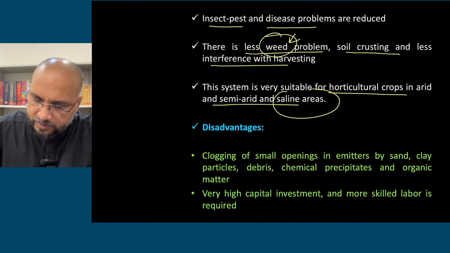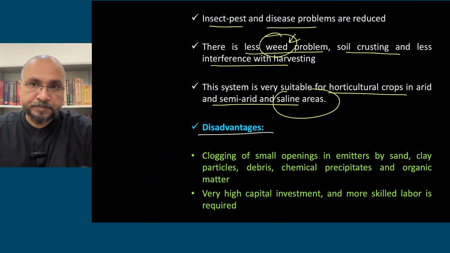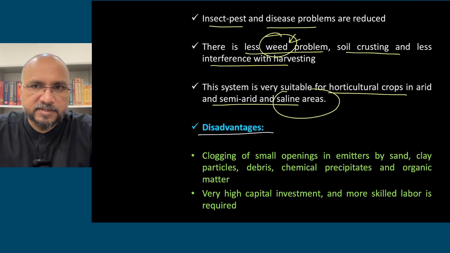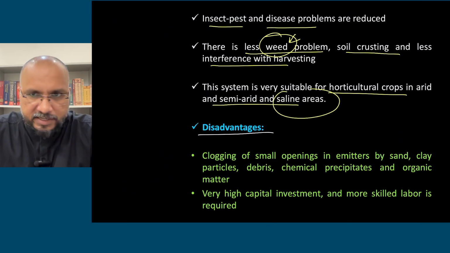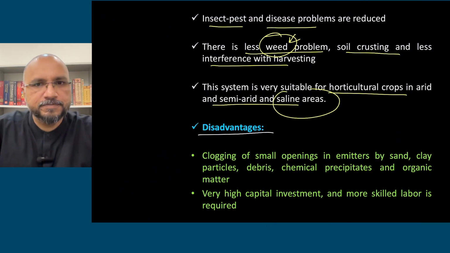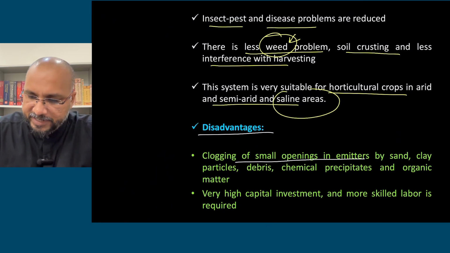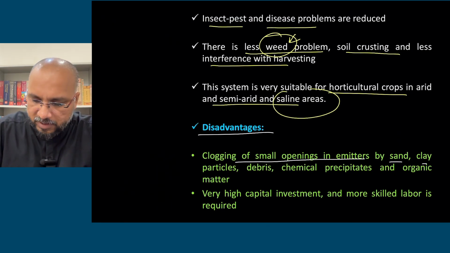सो क्लॉगिंग डिसएडवांटेजेस क्या है? सो अगर फिल्टर नहीं होता है तुम्हारा ठीक से, सैंड फिल्टर या फिर तुम्हारा जो स्क्रीन फिल्टर, इफ इट इज डैमेज्ड और इट इज नॉट वर्किंग प्रॉपरली, तो सैंड पार्टिकल्स विल एंटर इनटू द लेटरल और जो तुम्हारा एमिटर है उसको क्लॉग कर देगा. वो छोटा सा होल है जहां से तुम्हारा एक एक ड्रॉप करके गिर रहा है. इफ दैट होल इज ब्लॉक्ड देन, so clogging of small openings in the emitters by sand or clay or particles.